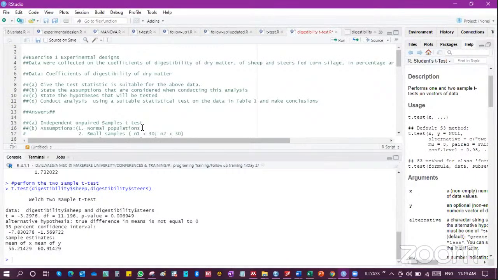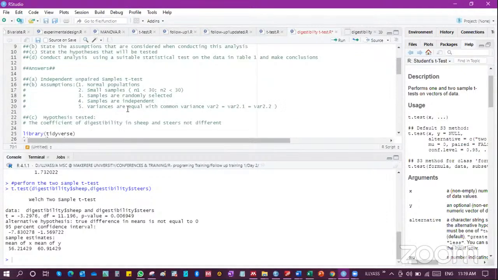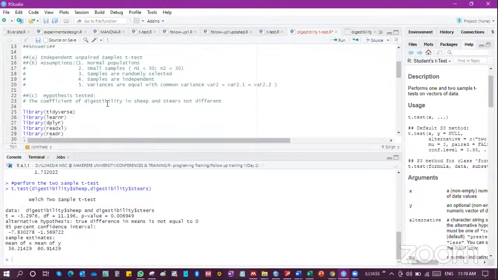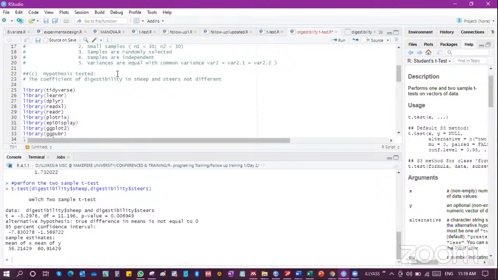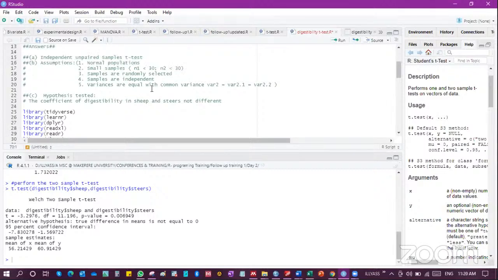So the questions were for us to find, I just asked the previous presenter, it was on paired sample t-test, and the assumptions were that they are normally distributed, small sample size, as the two samples there for the steer and for the sheep were less than 30. I think 7 entries for each. And they were independent of each other. The variances, it's assumed that the variances are equal.